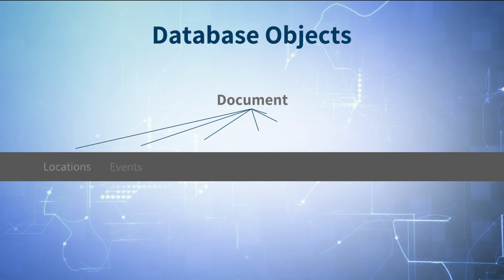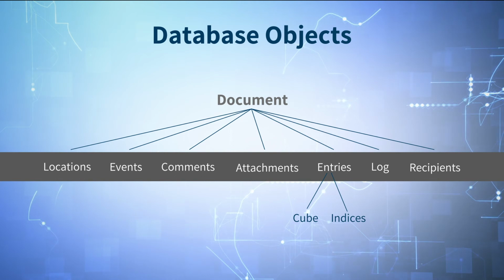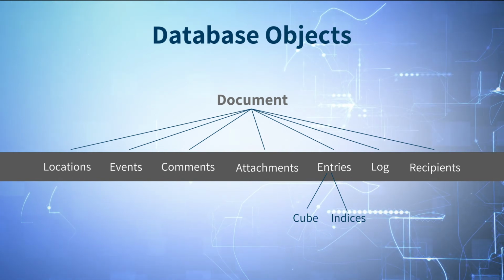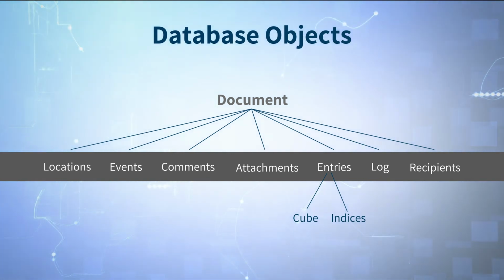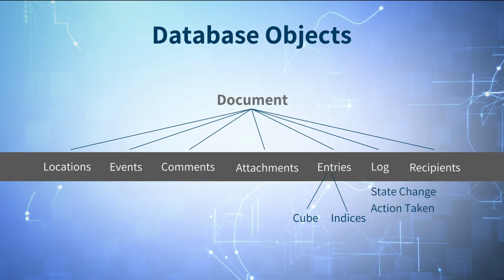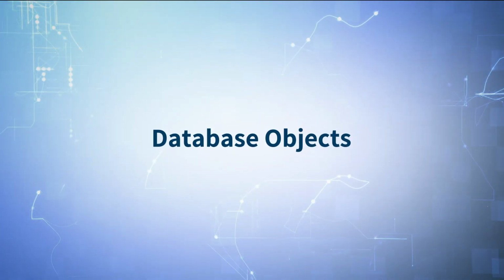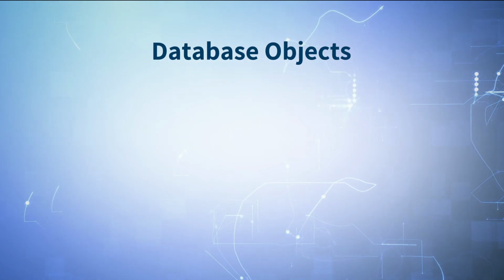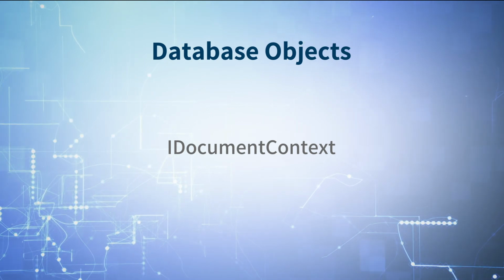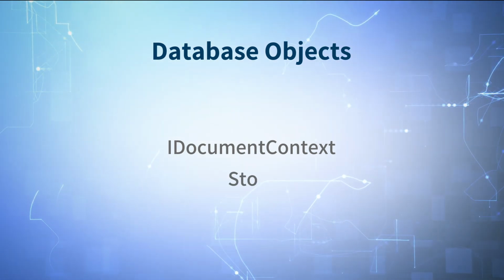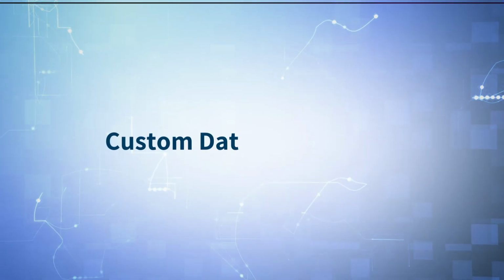Each document may have one or more recipients, referring to the users who received a copy of it. As the document moves along the route, document log objects keep track of occurrences. Log records state change, action taken, attachment downloaded, and more. We can access database objects in one of two ways: using the IDocument context service, which provides access to the currently executing document, or using the store service, gaining direct access to all database objects.